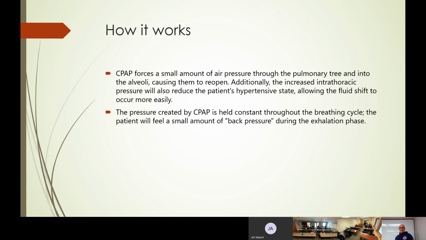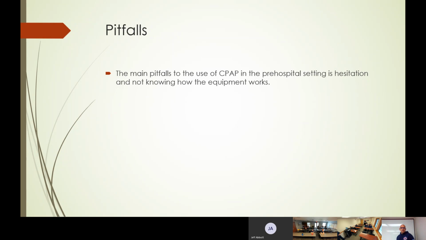Pressure created by CPAP is held constant throughout the breathing cycle, and the patient will feel a small amount of back pressure during the exhalation phase. Okay. When we talk about pitfalls, there's really not very many, but again, I find it interesting that the one thing they actually list as the main pitfall for CPAP in the pre-hospital setting is hesitation in using it, right? People are like, oh, I don't know, is this something I want to try? There's really very little risk in doing it. So if you think it can help the patient, if you hear these sounds and they're having difficulty breathing and their oxygenation, their SpO2 rates aren't doing very well, then it would be worth trying.